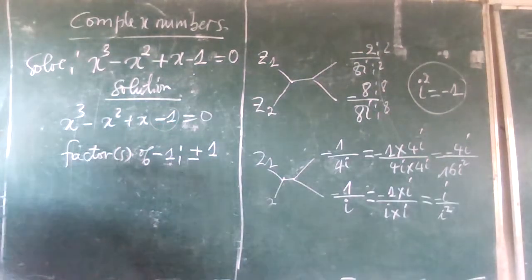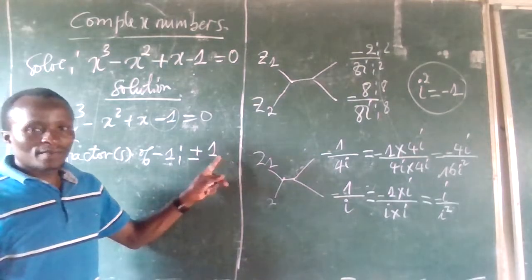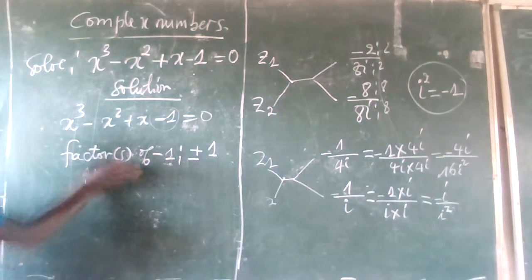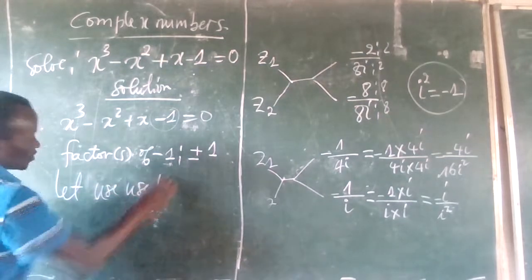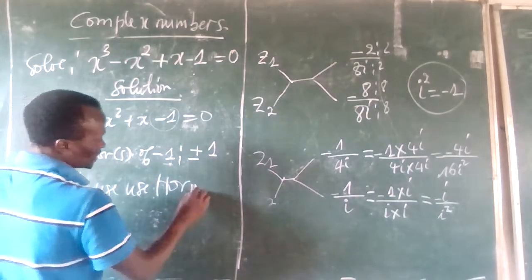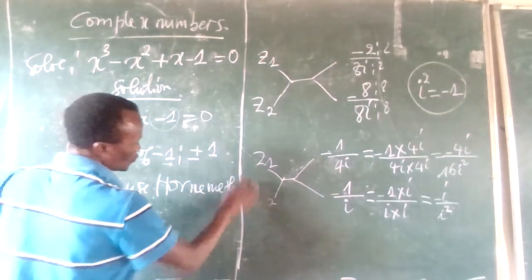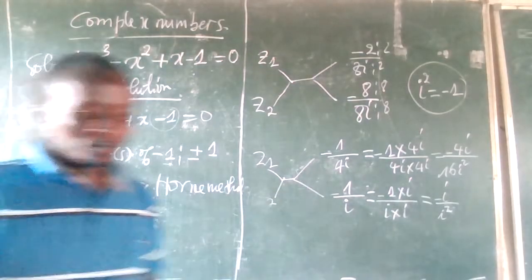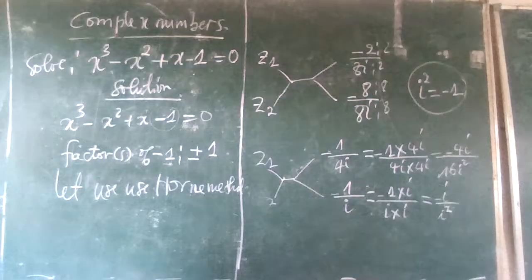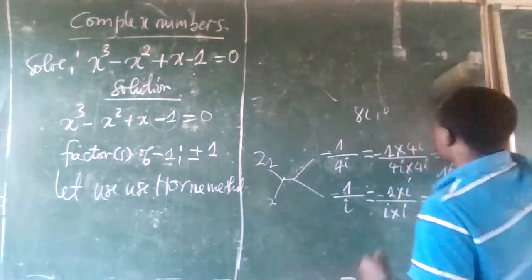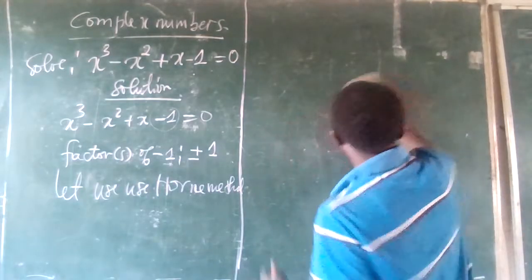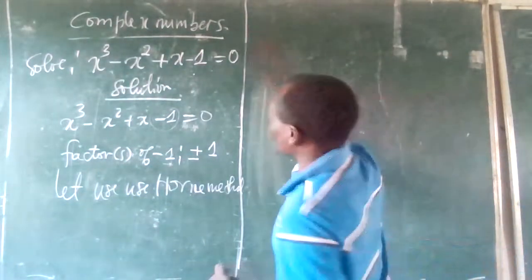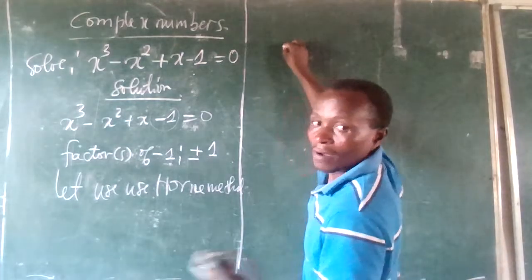Now, let's use Horner's method. It is the way of factorizing a polynomial where it has power 3.